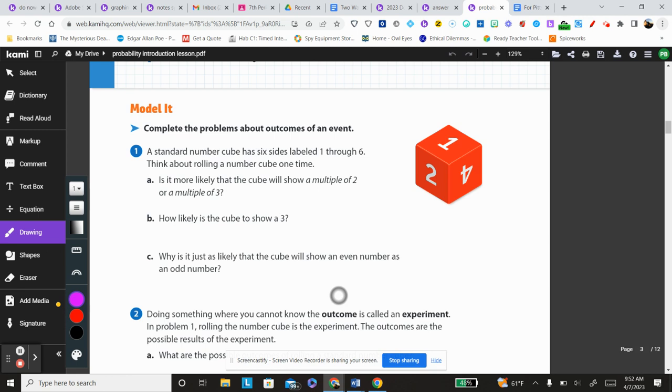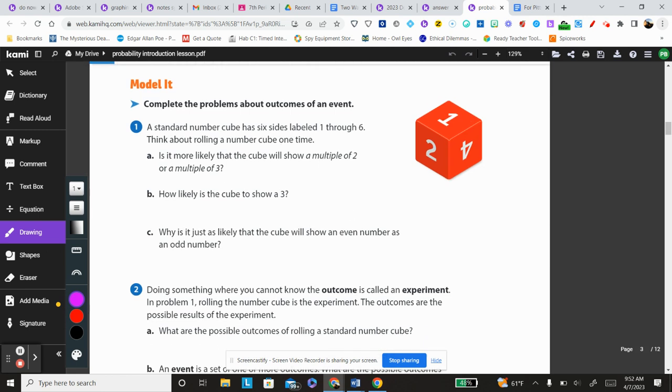Okay. All right, so let's take a look at this. I'm just going through the pages already. It's going to be real quick for me.